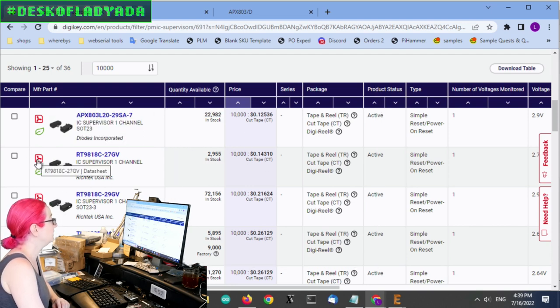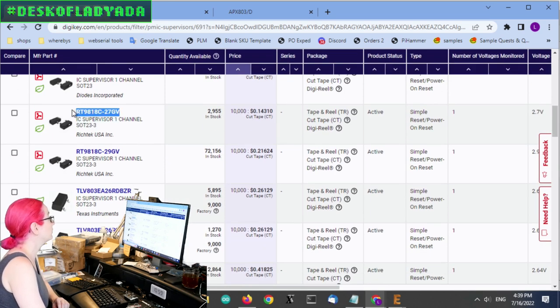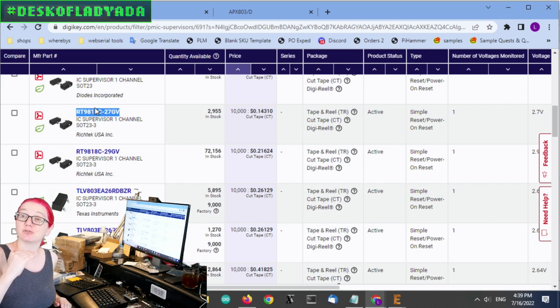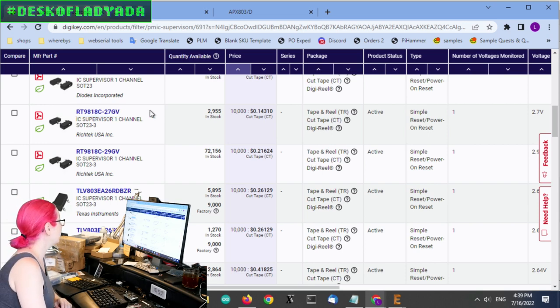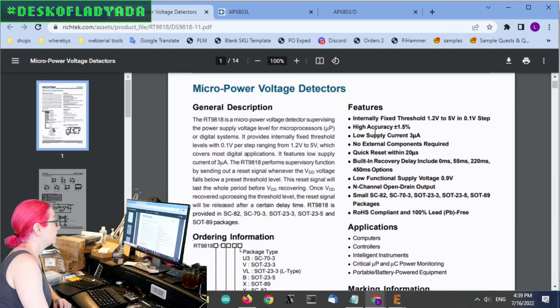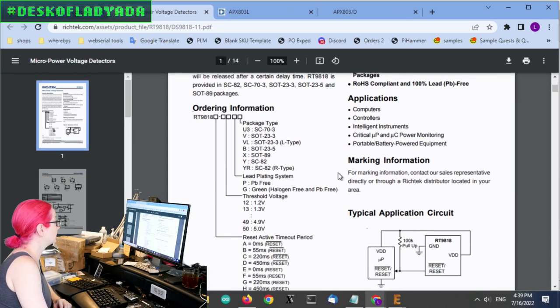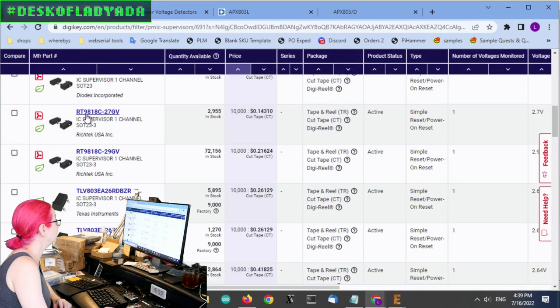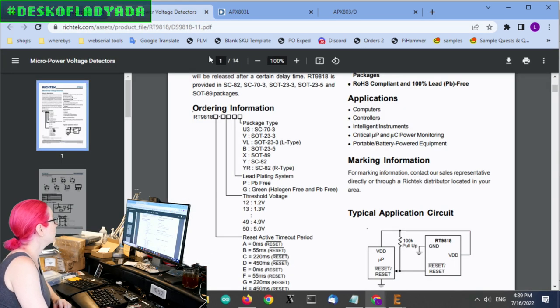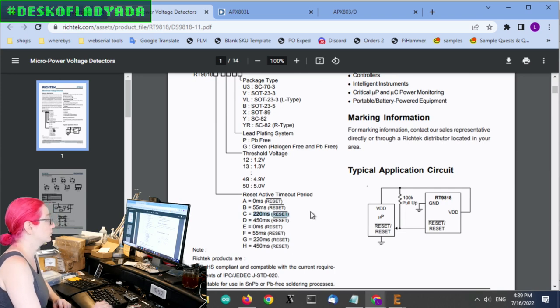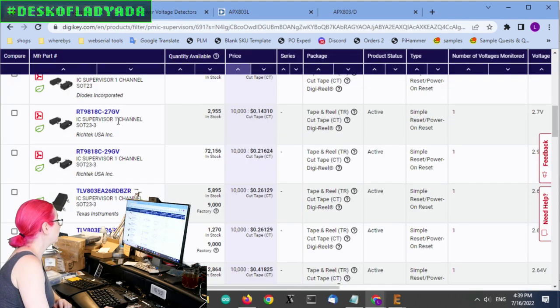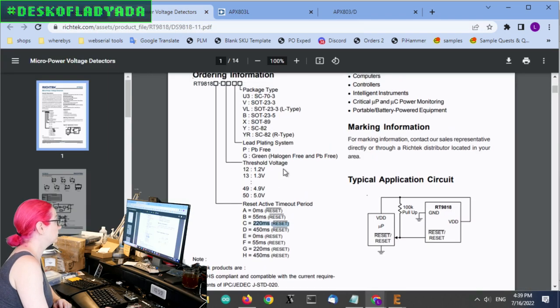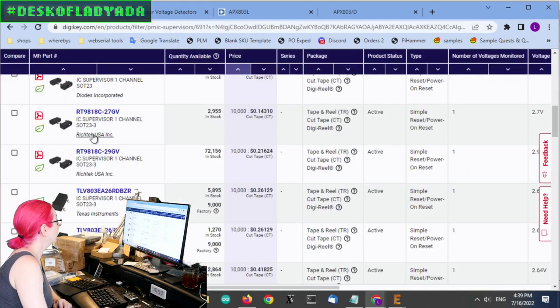So looking at the RT9818, these are available in slightly lower voltages. So 2.7 if I wanted something closer to my original spec. Maybe you're a little pickier on that. So for this one, again, you have to be careful because there's so many package options. This is 9818C. And C is also 220 milliseconds, which is good. Reset bar, active low, good. Dash 2.7 or 2.9, so that's good. 2.7 to 2.9 volts. These are both lead-free.